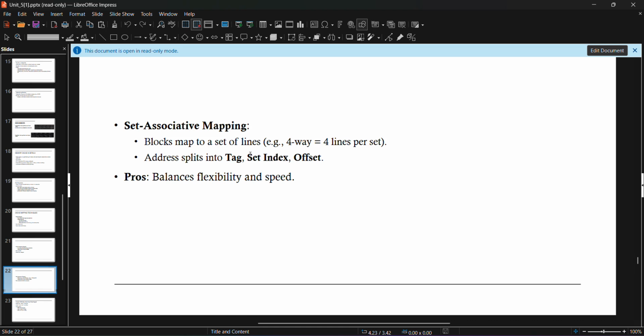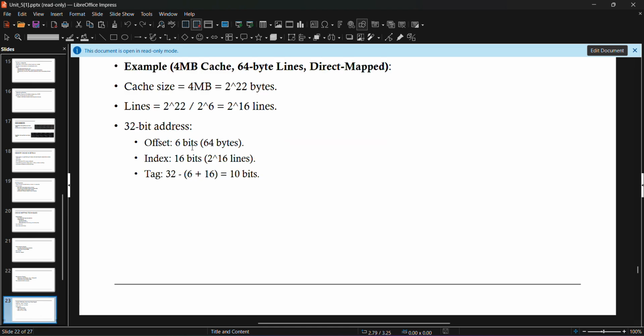So this is the best caching technique. Most of our CPUs, our modern CPUs, use this set associative mapping cache technique. That's what they use. So let's look at this example.